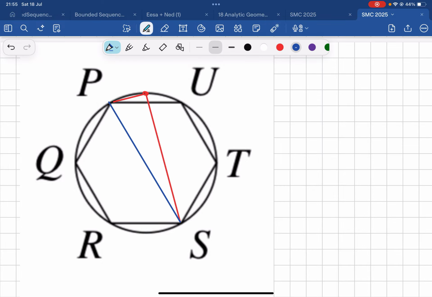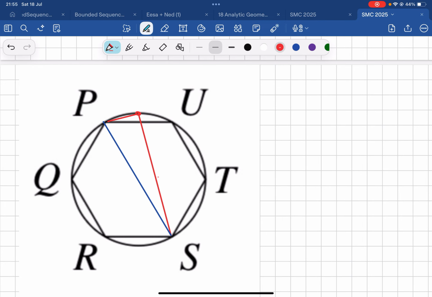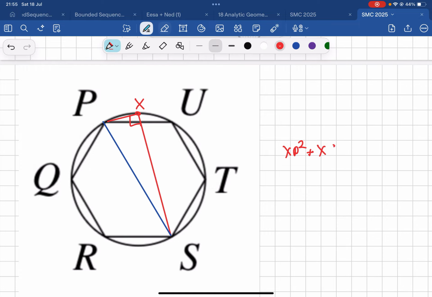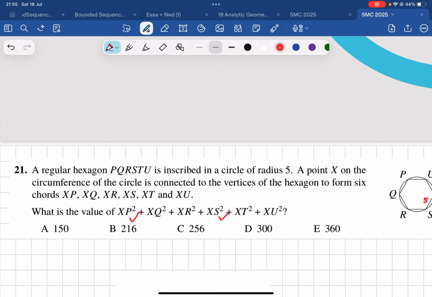So this is two of our desired lengths and a diagonal that I've drawn on. Now we know that since this is the diameter of the circle, this angle here must be 90 degrees, meaning that XP squared plus XS squared equals, well, just the diagonal squared. And we know the diagonal to be 10, so let's write that up there. D equals 10. Now XP and XS, that's just 1 and 2 done.